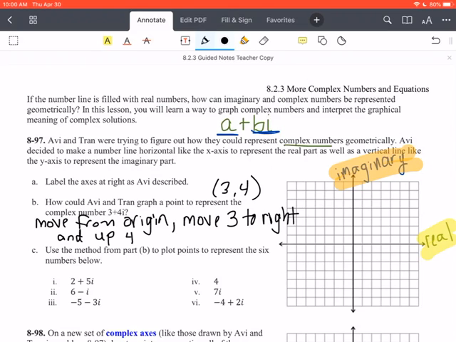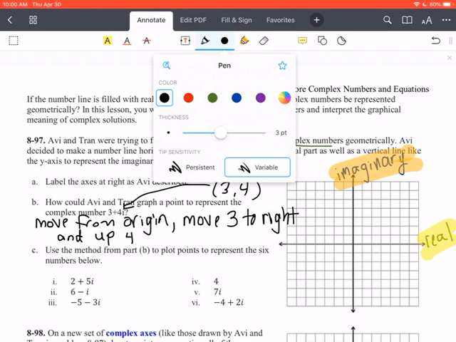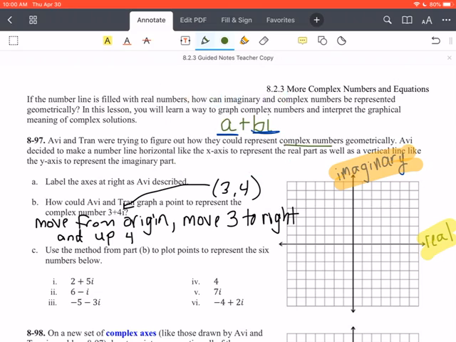But in this case, what is (3, 4) going to represent? The complex number 3 plus 4i. So let's go ahead and graph that. Maybe I need to make my pen a little thicker now. So we have 3 plus 4i, so over 3, up 4. So this point right here is representing 3 plus 4i.